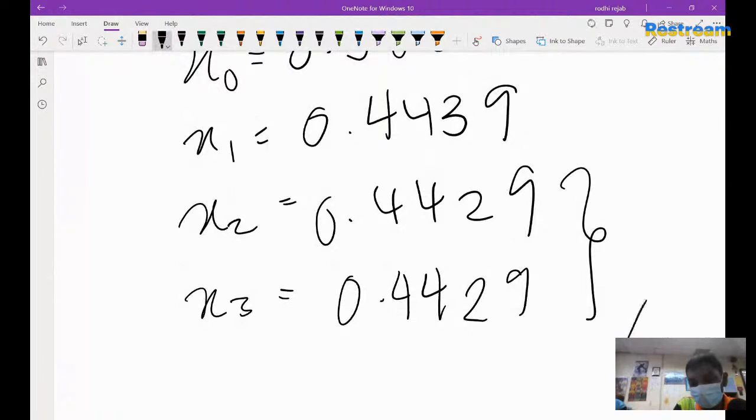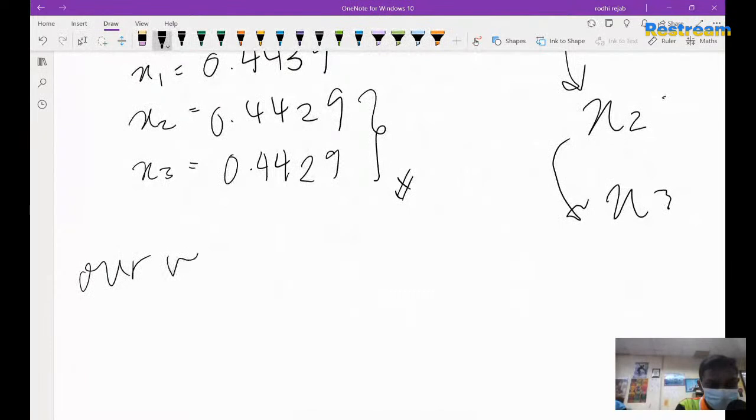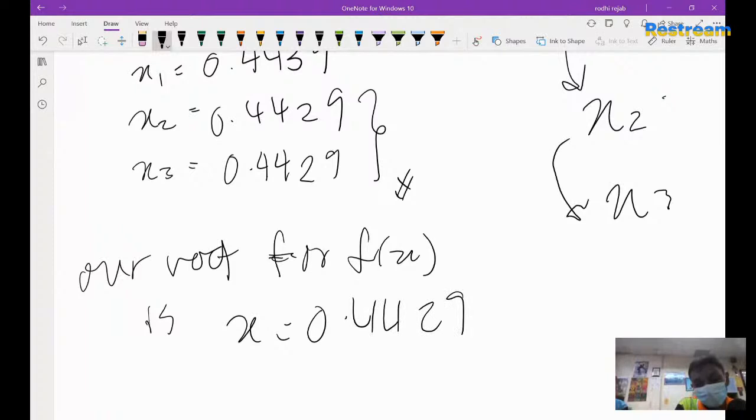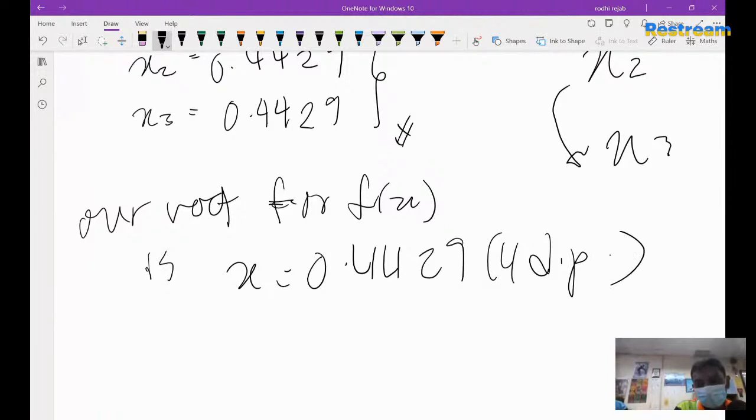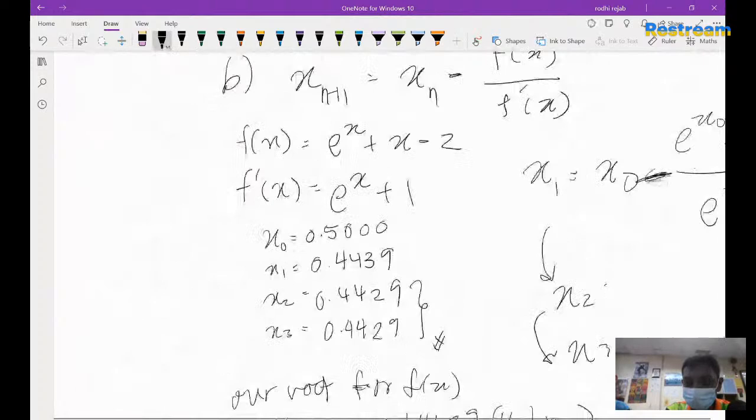So our root of f(x), x equals to 0.4429. And ini 4 decimal places, soalan minta 3 dp. So kita kena bagi 0.443. Jawapan akhir. Yay. Finish. So that's for Newton-Raphson lah.